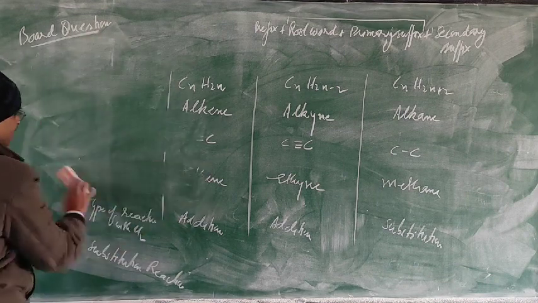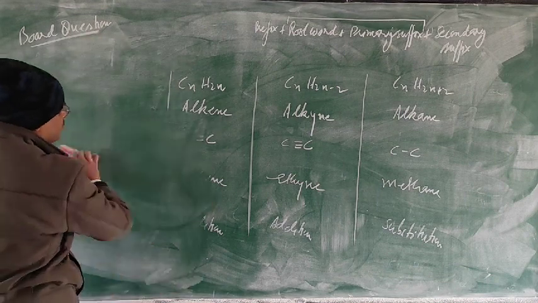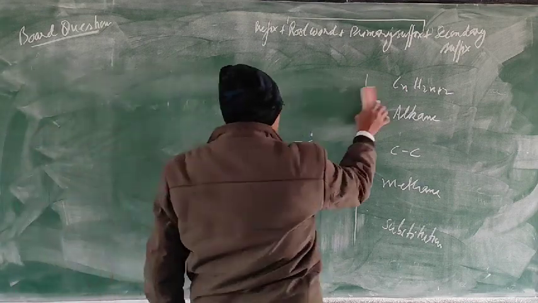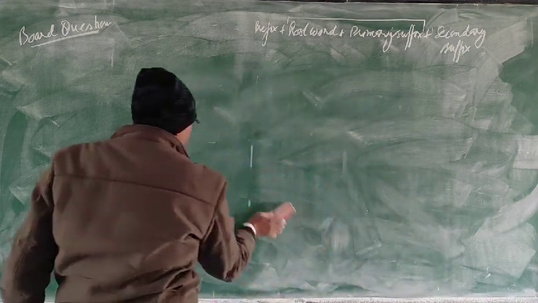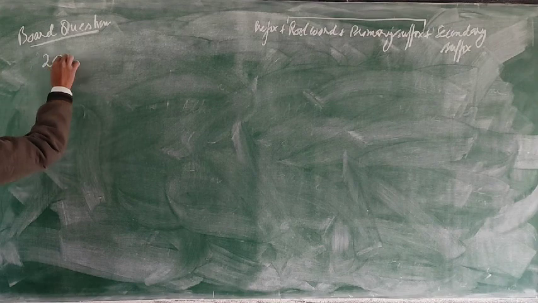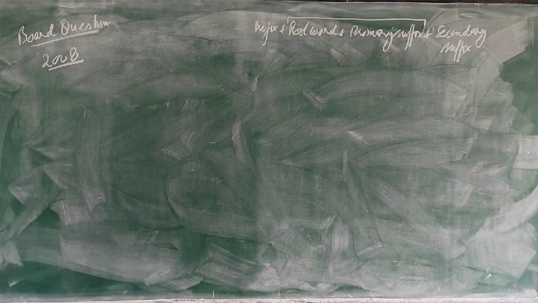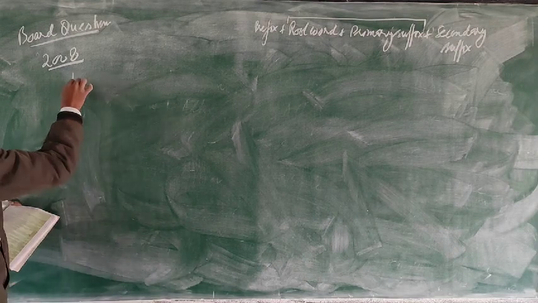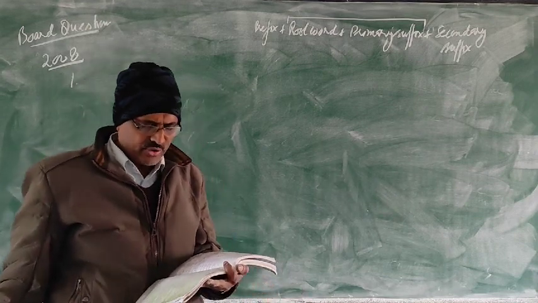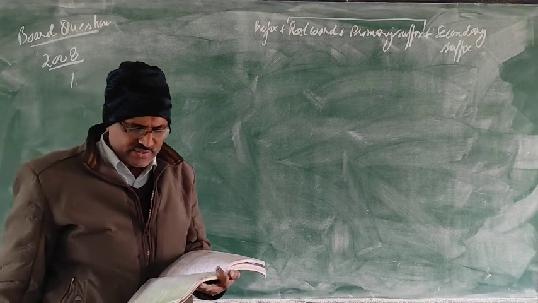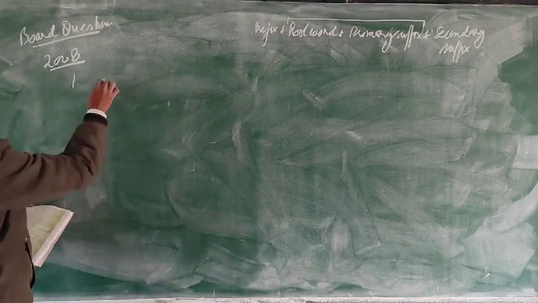This 2007 is over. Now we are going to discuss 2008. The first question: the formation of 1,2-dibromoethane from ethene and bromine is an example of addition reaction.